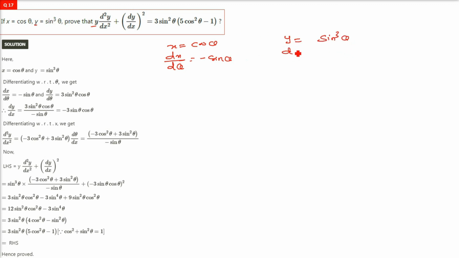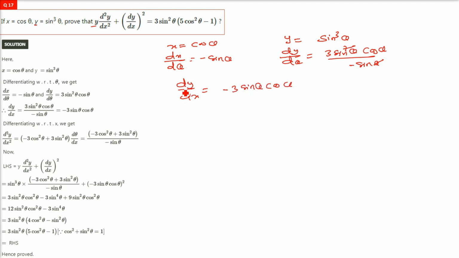So this will be dy by d theta: 3 sin square theta, and the derivative of sin theta is cos theta. We need dy by dx. How do you get it? Dy by dx, so we have to divide dy by d theta divided by dx by d theta. So sin you can cancel, and you get minus 3 sin theta cos theta.